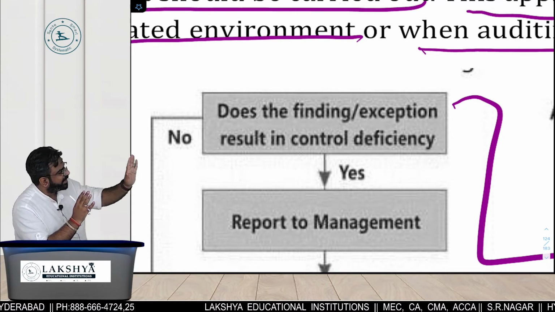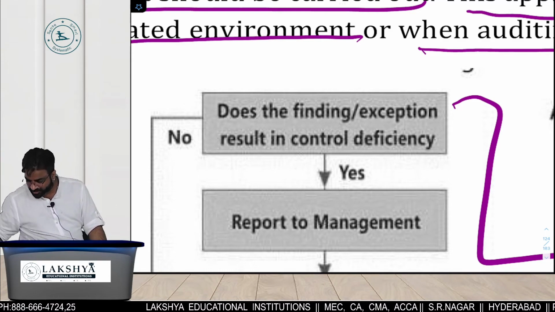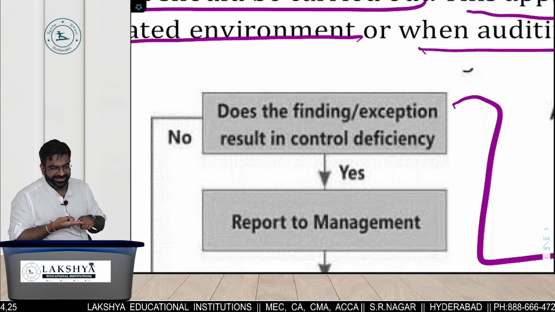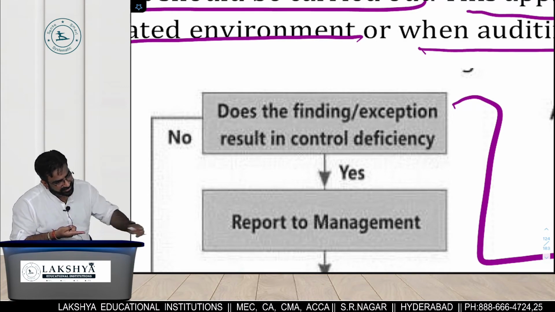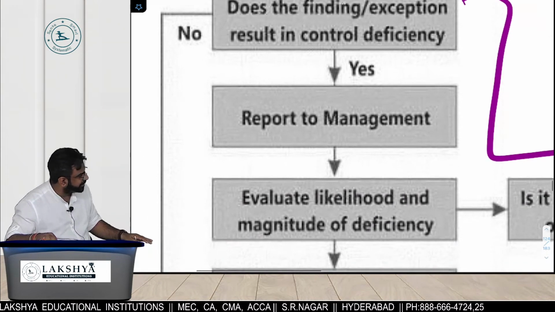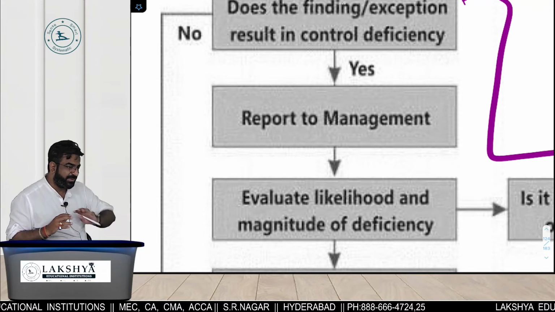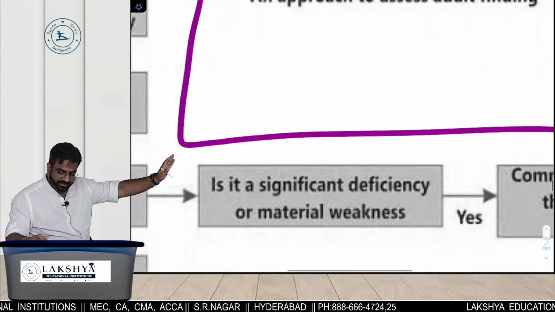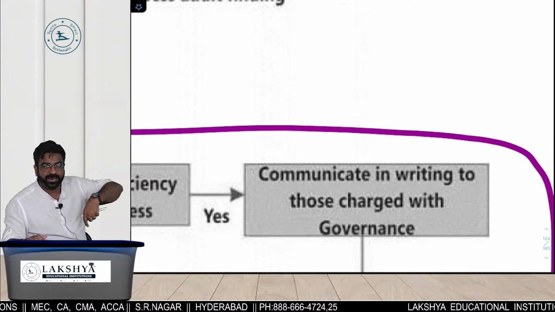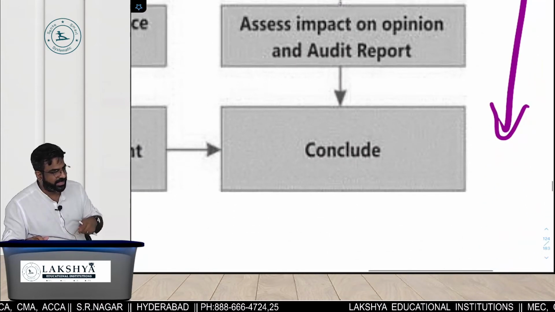Does the finding exception result in what? Control deficit. पहले no, यहां पे आके क्या था? Documentation and finally what? But अगर yes है तो communicate to management. Evaluate the likelihood and magnitude of deficiency. If it is significant, communicate in writing to whom and assess its impact on your opinion and audit report. वही था ना. और उसके बाद नीचे क्या आएगा?